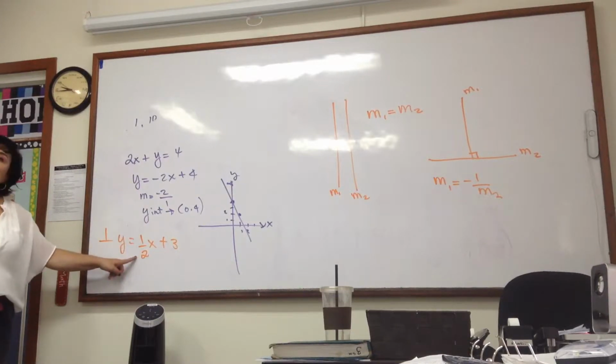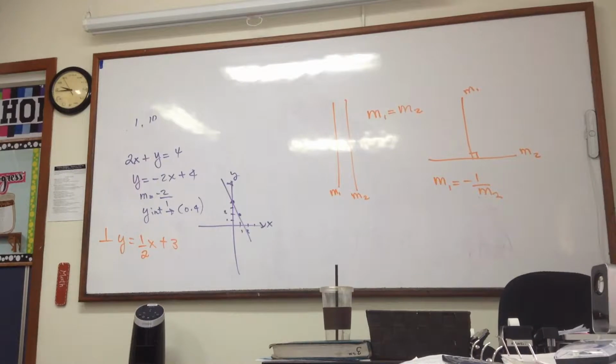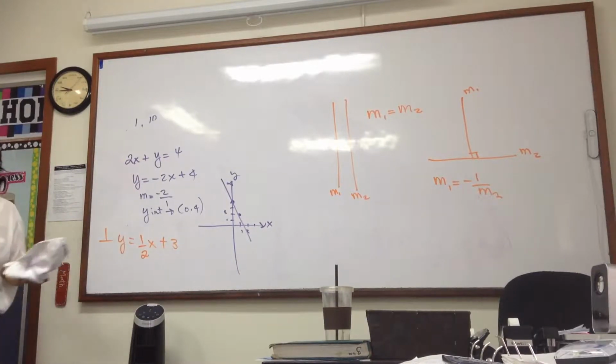Why 1/2 and not negative 1/2? Because it's a negative reciprocal. When I multiply, what do I have to get as a result? Negative 1. If it's a reciprocal, I have to get 1. If it's a negative reciprocal, I have to get negative 1. Okay? So 1/2 times negative 2 gives me negative 1. So this is my negative reciprocal.